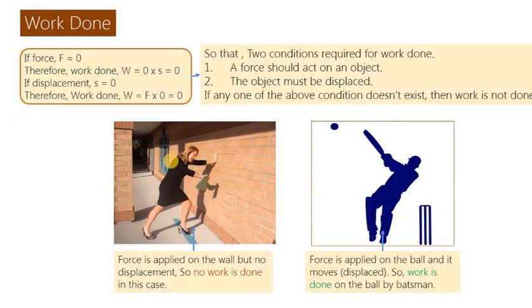Let's also remember the symbols, yes? The unit for force is the Newton, but when we abbreviate force, we write F. So if F is equal to 0, then work done is also 0. If displacement is 0, distance moved by the object on which you are applying force is 0, then work done is also equal to 0, right? So the conditions required for work to be done are these: a force should act on an object, and the object must be displaced.